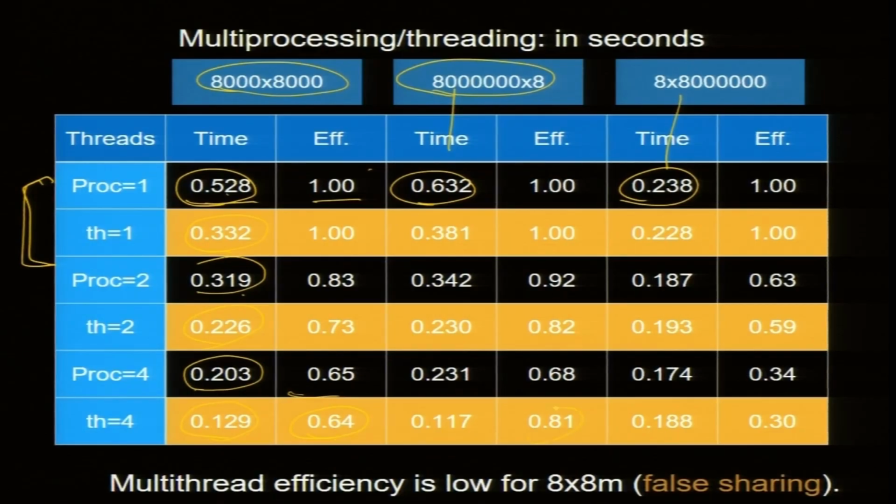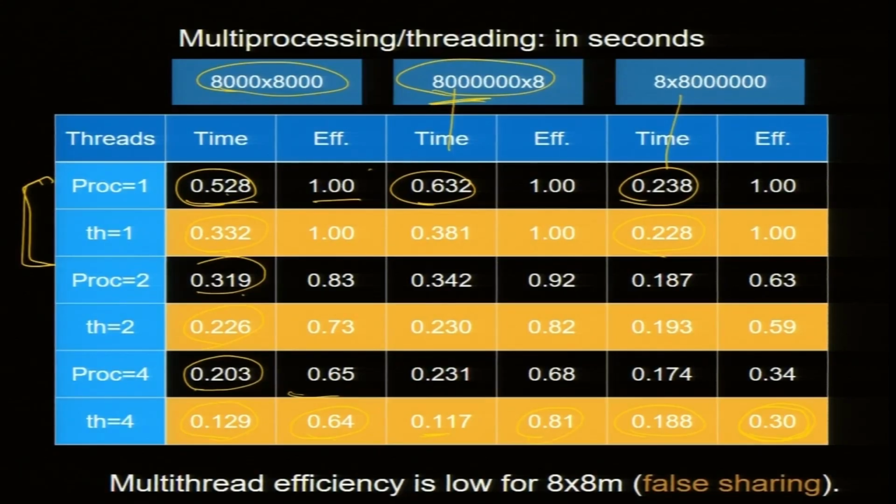This is in fact quite good. With 8 million by 8, 0.81 is excellent, no? 0.81 is very good. So, this is the best configuration for threading. But for 8 by 8 million it is bad, 0.30. Okay, from 0.228 for one thread to 0.188 for 4 threads, the improvement is nominal, right.